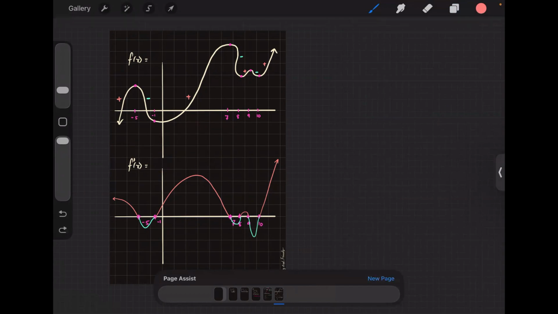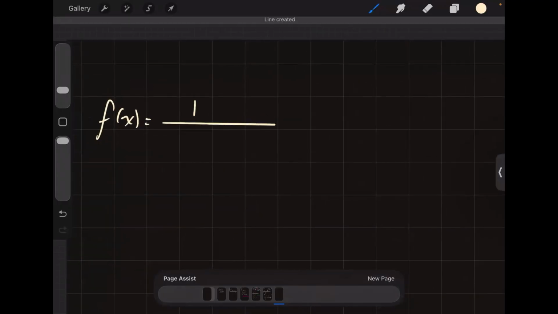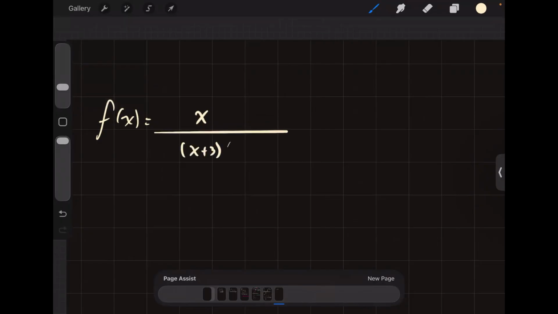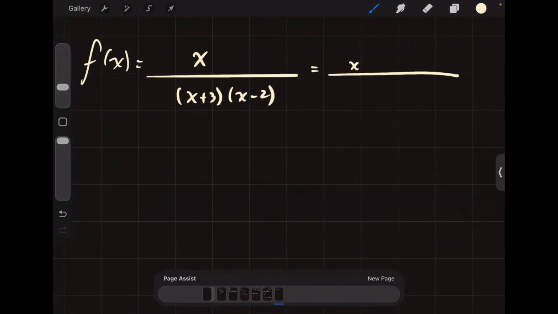Easy money. Let's do another one. Let's say f of x is equal to 1 over, actually, this makes it interesting. Let's go x over x plus 3, x minus 2. Okay? So in this form, it's actually not the easiest to derive, so I'm actually going to write it as x all over x squared plus x minus 6.